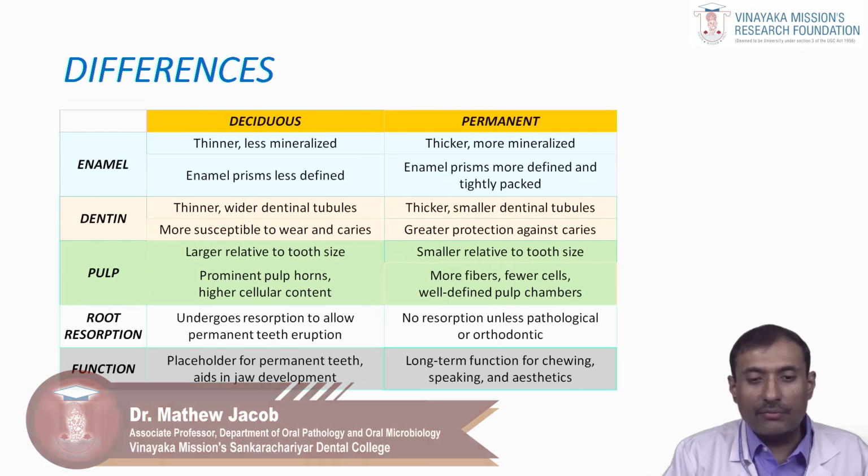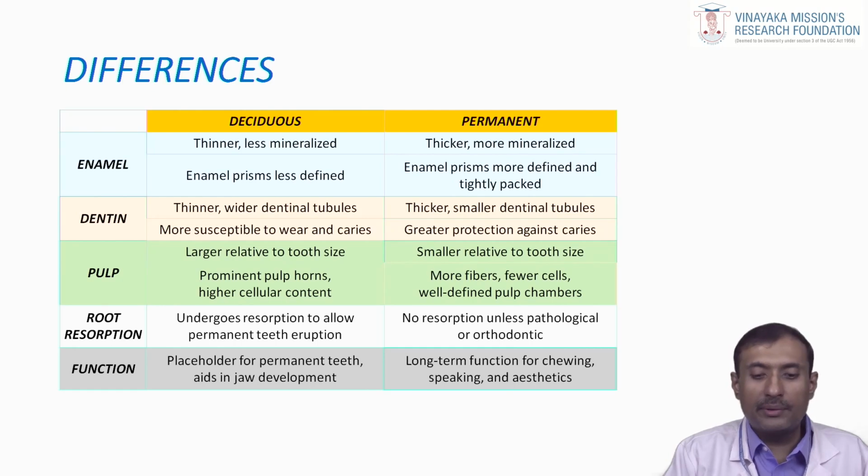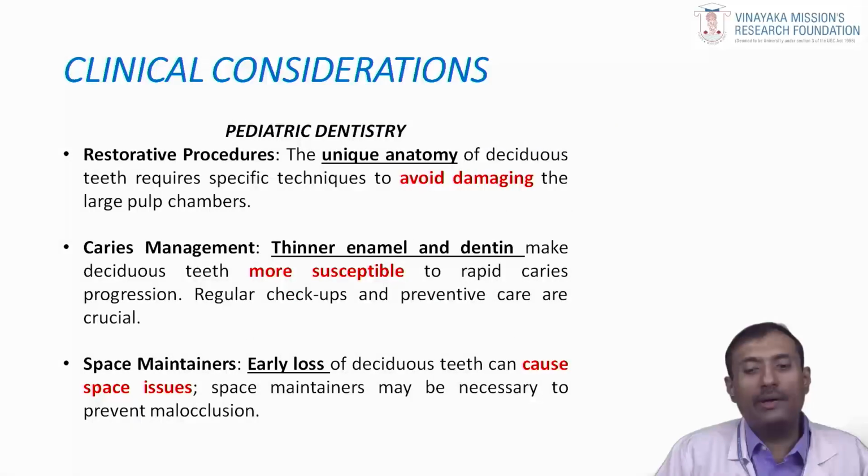So what is then the function of a deciduous tooth? In simple terms, they act as placeholders, or they hold the space for the succeeding tooth, and also help in the development of the jaw. Now moving on to the clinical considerations. There are so many aspects which we must consider when treating a deciduous tooth based on its morphology, the differences in the size and shape compared to permanent teeth, and also keeping in mind the function of the permanent teeth. So based on this, we will take a few specialties.